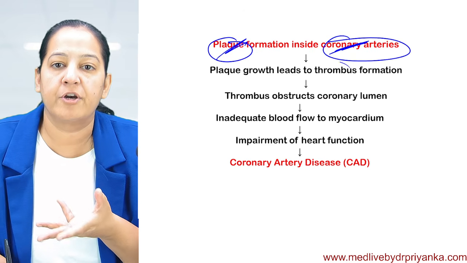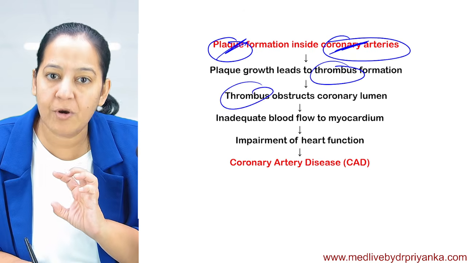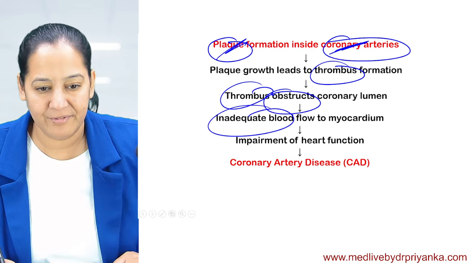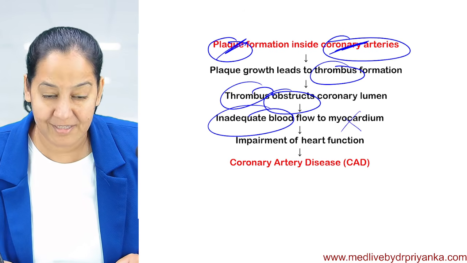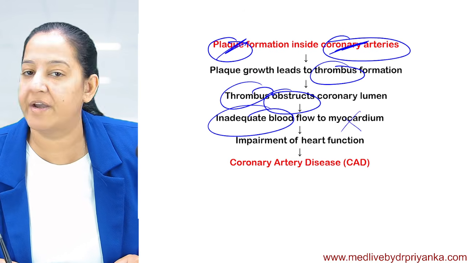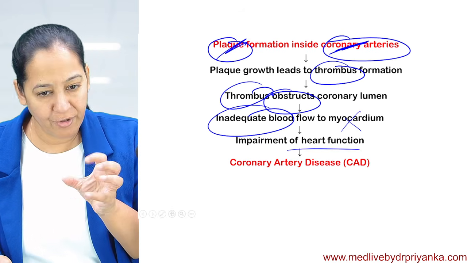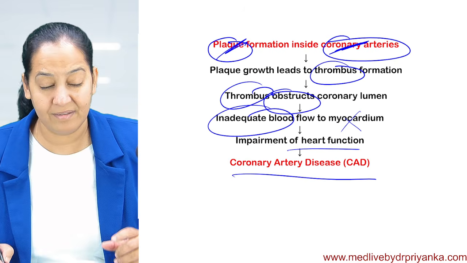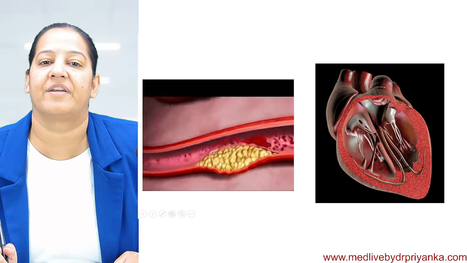And this plaque converts into a thrombus. The thrombus will obstruct the lumen, limiting the blood flow to the myocardium. So the myocardium will not get the blood, especially the left ventricle myocardium will not get the blood. So it will not contract. If you're not giving the blood, it will not contract. Impairment of the heart function and less blood will come into the aorta, and that's coronary artery disease.